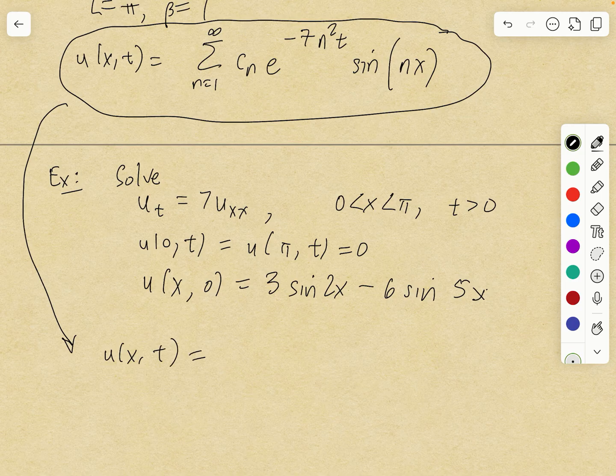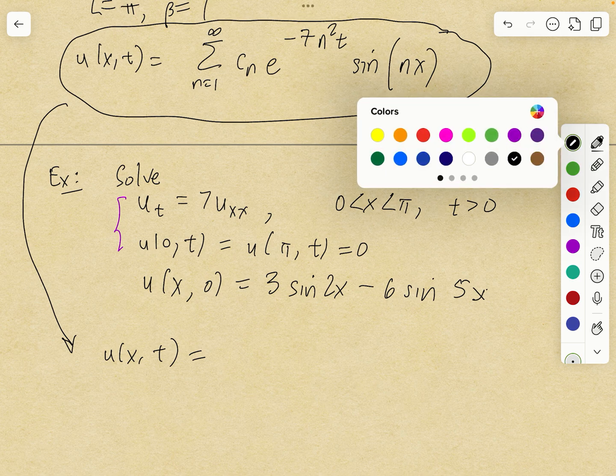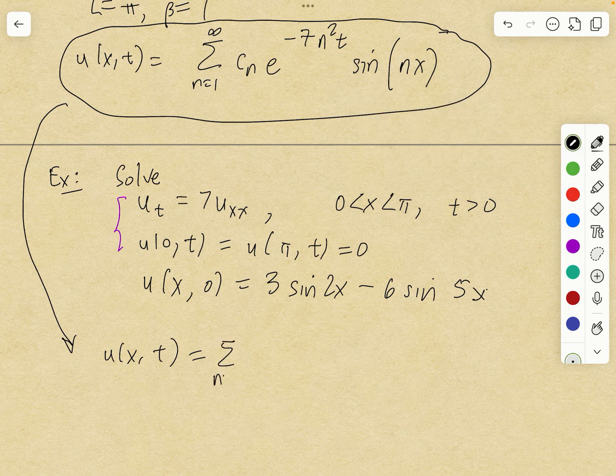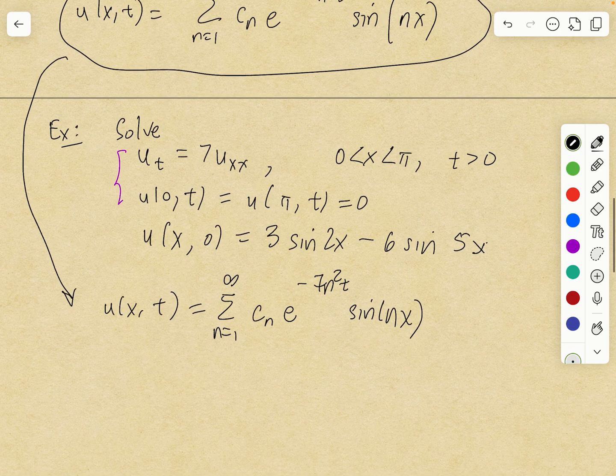So this u of x,t came from these two equations, right? Those two, the first two. You get the sum from n equals 1 to infinity, cn e to the minus 7n squared t sine nx. So if we only cared about the first two equations, the cn's can be any constant you want. They can be positive, any real number, positive, negative, or 0. But now we're told that at time 0, you have to get 3 sine 2x minus 6 sine 5x. So what do you think we're going to do with this u of x,t?